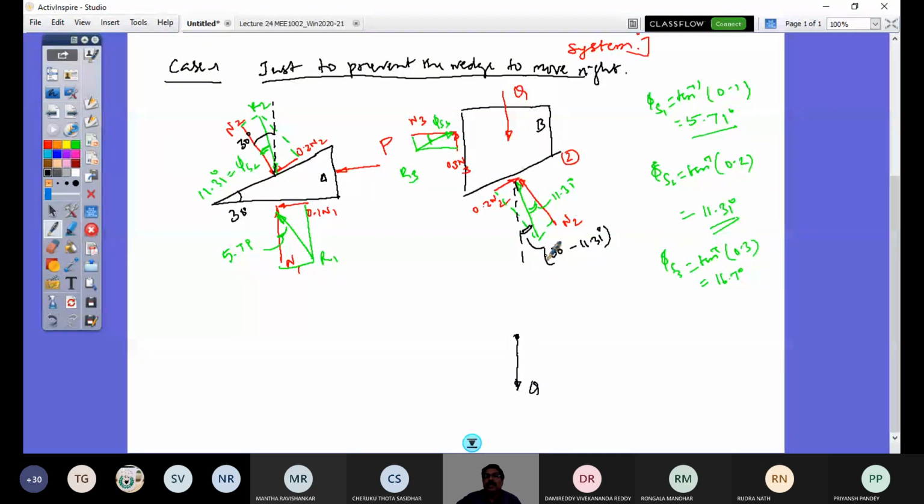So if I slide this R2 vector and get the tail here, this angle to the vertical is now 18.69 degrees. Right? This is R2. Now R3 to the horizontal. So let me draw this R3, that will have an angle to the horizontal.